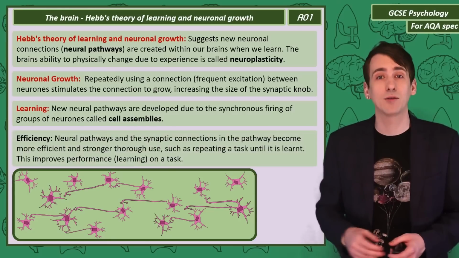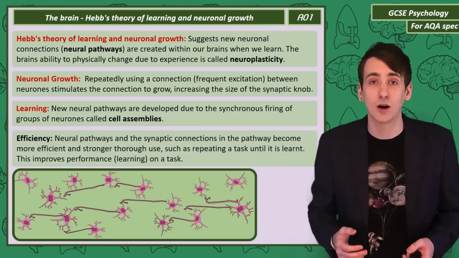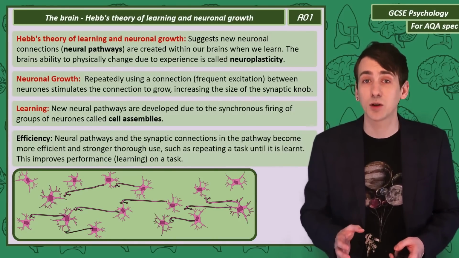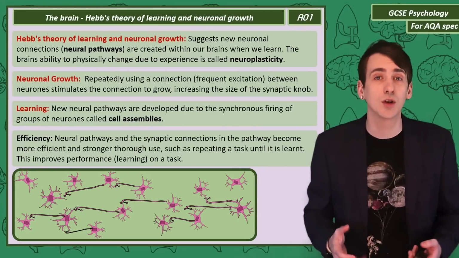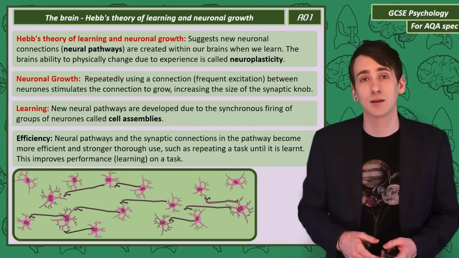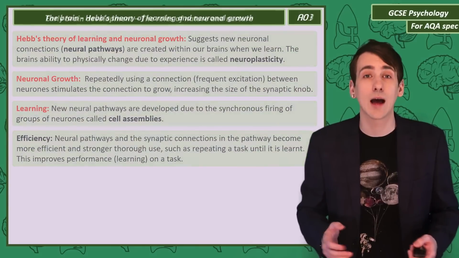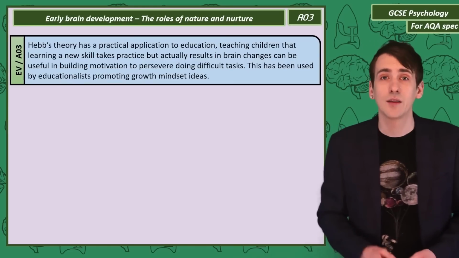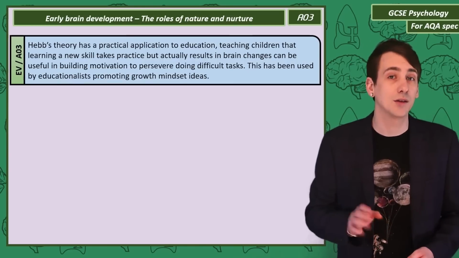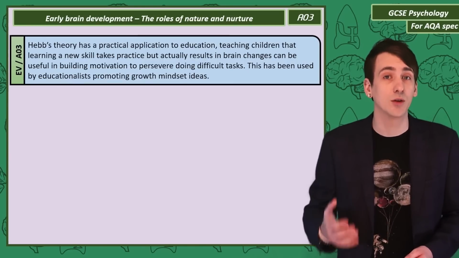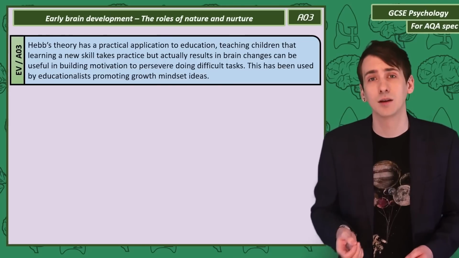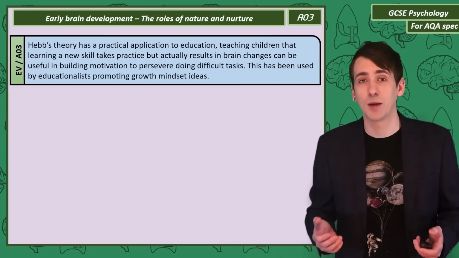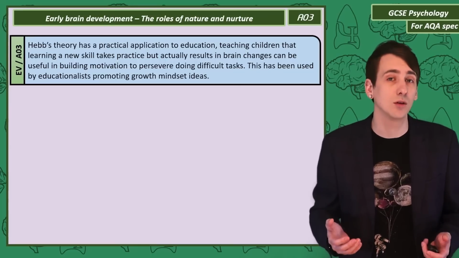The more neural pathways are used, the stronger they are, but also the more efficient they become. This is a reason a task becomes easier or performance improves the more times the task is repeated. Let's evaluate Hebb's theory. Well, Hebb's theory can be applied to education. The ideas behind growth mindset suggest that improvements in performance are due to increased effort. This is directly supported by Hebb's ideas behind neuronal pathways becoming more efficient with use.